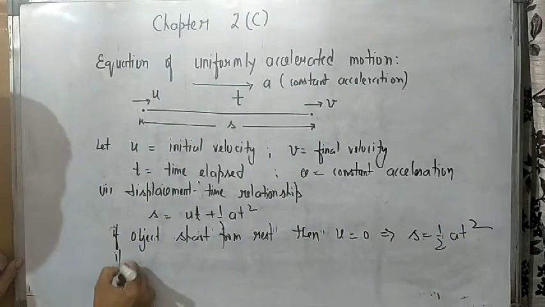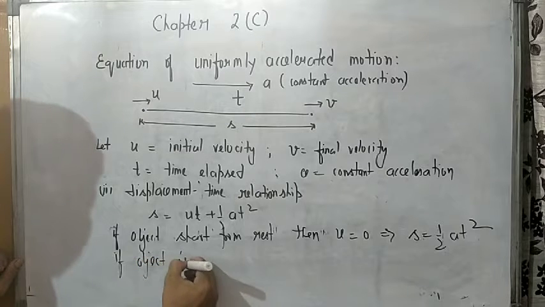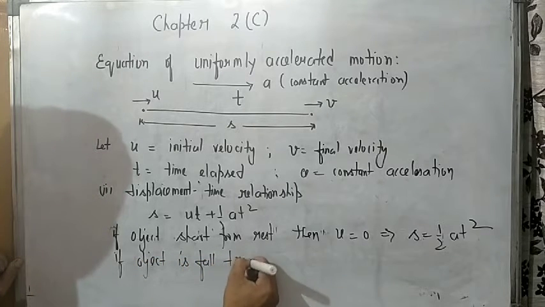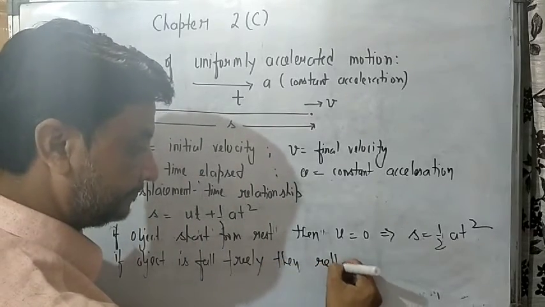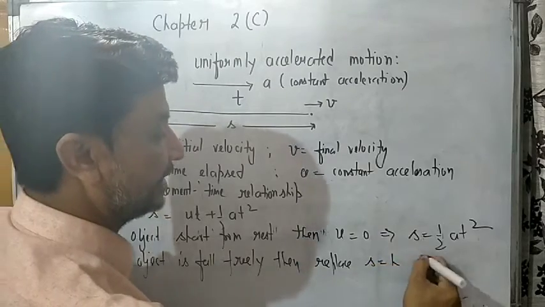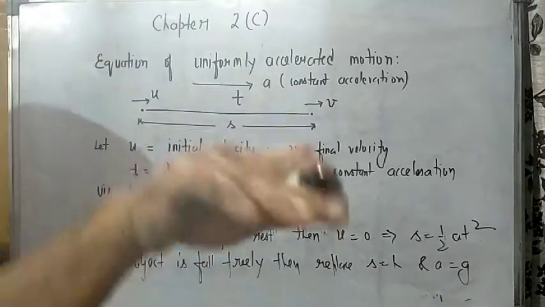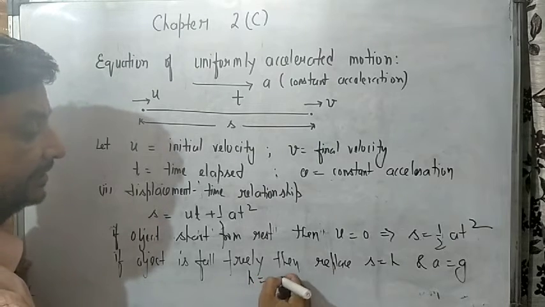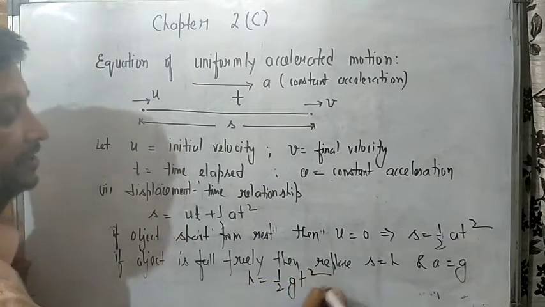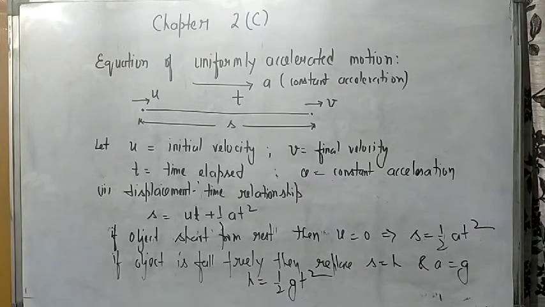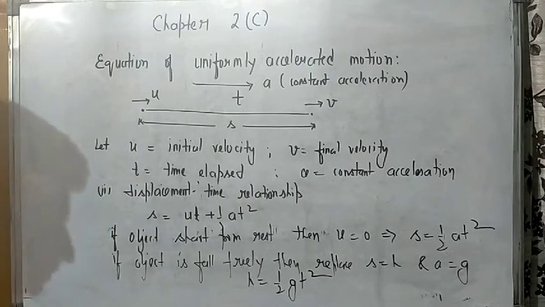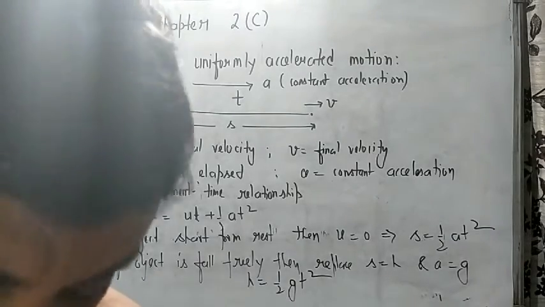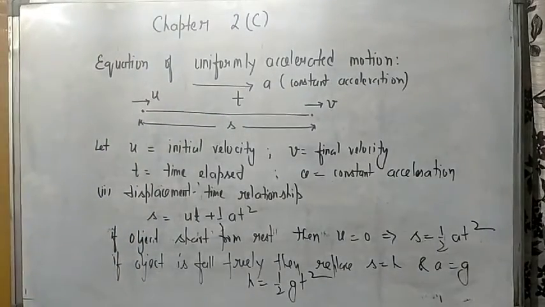If the object falls freely, then replace s with h and a with g as before. Then height ascended or descended, h is equal to half of gt square, because when the body falls freely it must start from rest. In this case h is equal to half of gt square. This is the explanation of the second equation of motion.